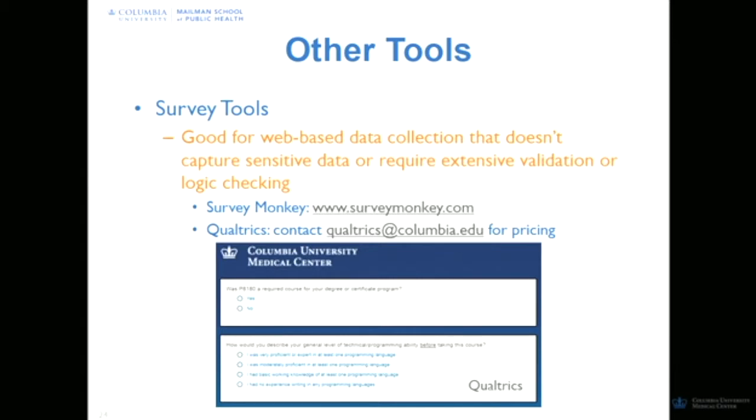So then other tools, survey tools, get used on occasion. Things like SurveyMonkey or Qualtrics. We used to have a free subscription on campus to Qualtrics. I think that just went away at the beginning of the year. I used to use it, and this is what it looks like. These have some capability to do data validation and logic checking, not as much. And also, these are not great if you need to store any kind of sensitive information. For that, you would want to use something like REDCap or a database.